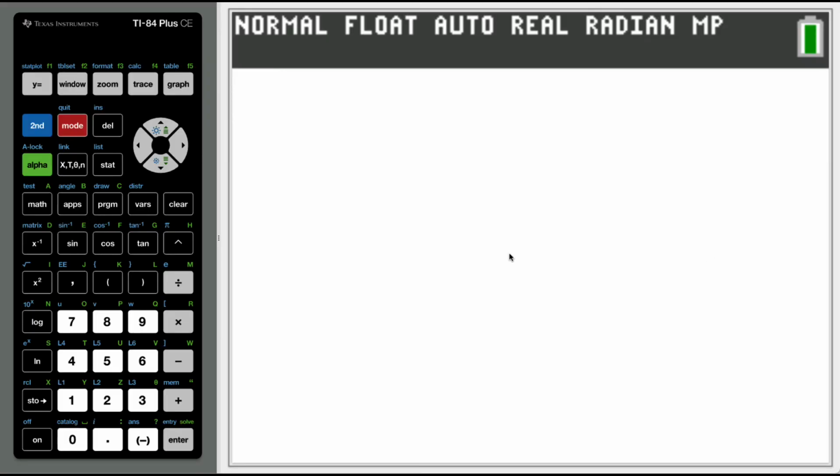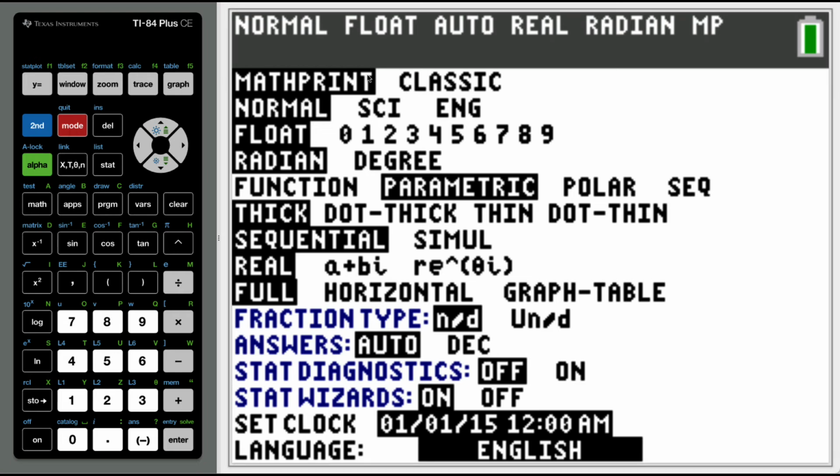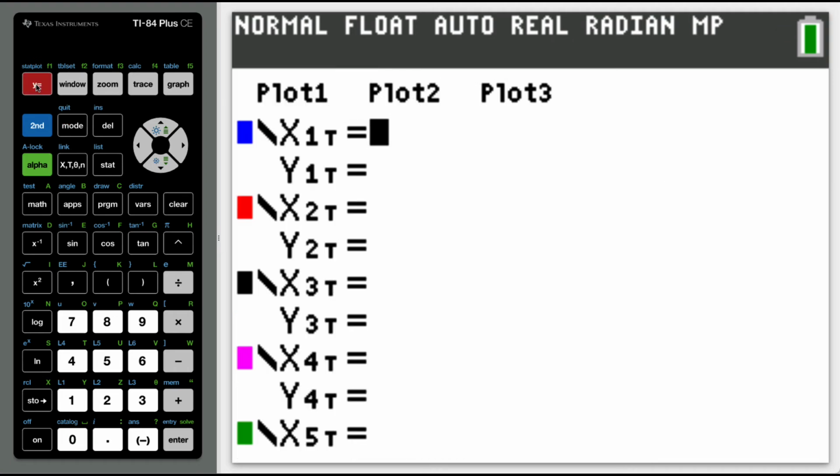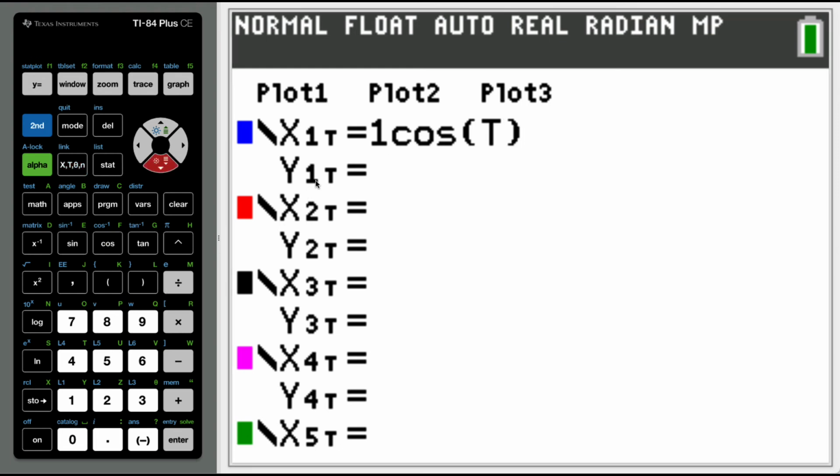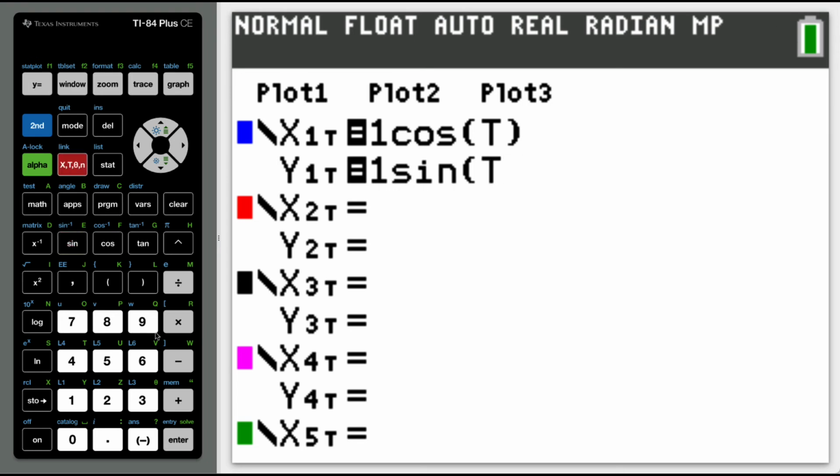So before we get to actually typing these equations in, there's a couple of things that we need to check. First, in our mode, we need to make sure that we're in radian mode. And then for our graphing, we need to make sure that we're in parametric mode. Once we've got those two set, I'm going to go to y equals. For the x, we said that was going to be a cosine of t, and we were going to use 3 different a values. We were going to start with 1. So I'm going to go 1 cosine of t. And then our y's, that was a sine of t. So I'm going to go 1 sine of t.